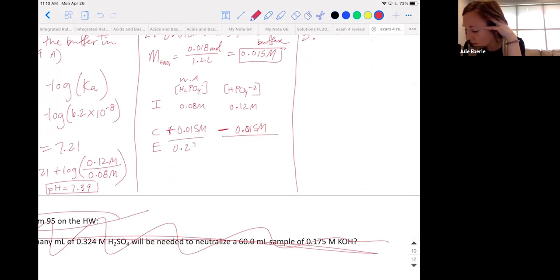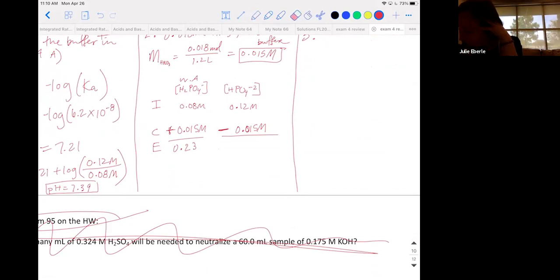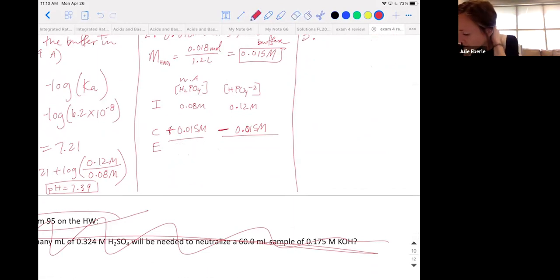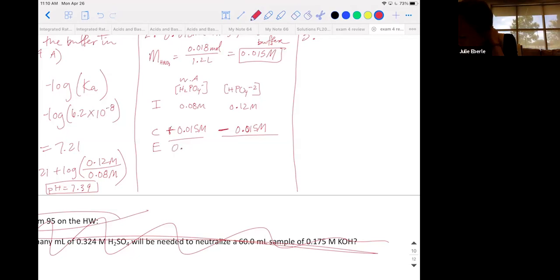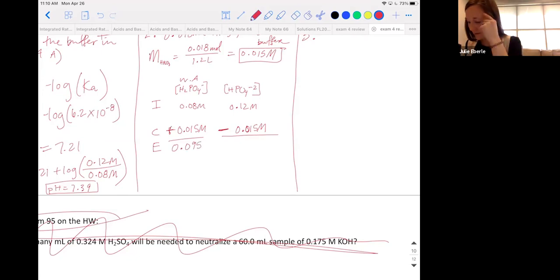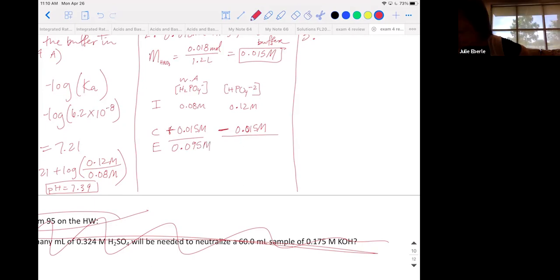0.23? No. I'm way off. 0.08 plus 0.015 would be 0.095. I don't know what I was thinking. And then subtracting, so we get 0.105.